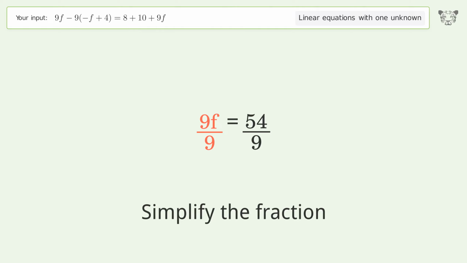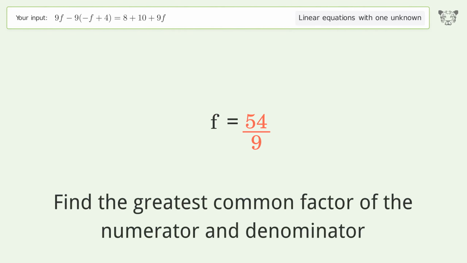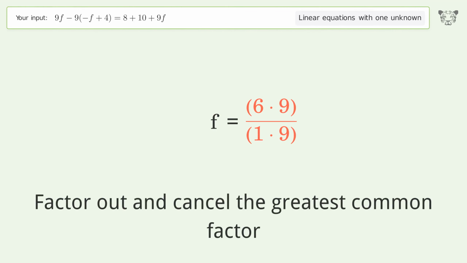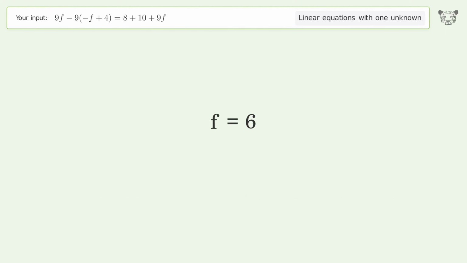Simplify the fraction. Find the greatest common factor of the numerator and denominator. Factor out and cancel the greatest common factor. And so the final result is f equals 6.